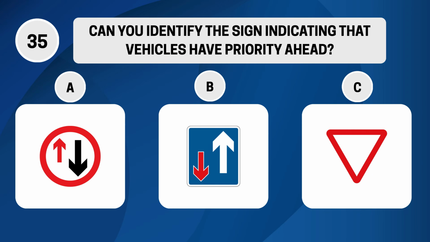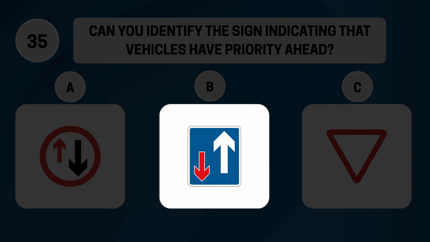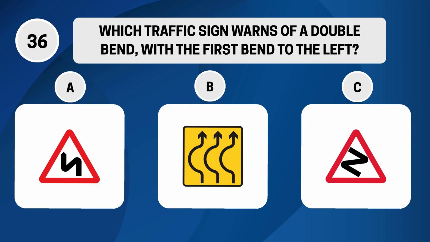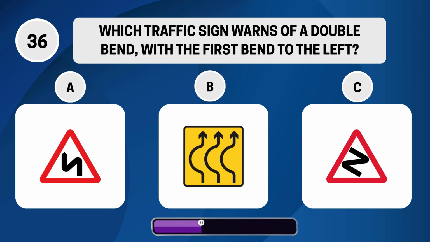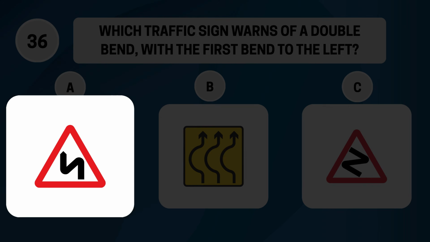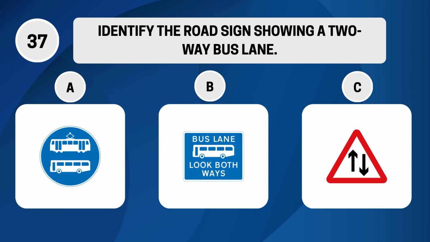Can you identify the sign indicating that vehicles have priority ahead? Which traffic sign warns of a double bend, with the first bend to the left? Identify the road sign showing a bus lane with two-way traffic.